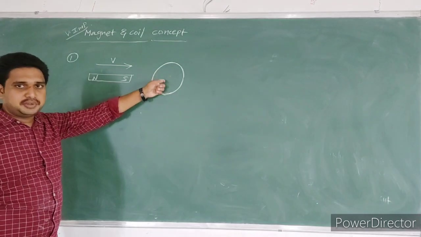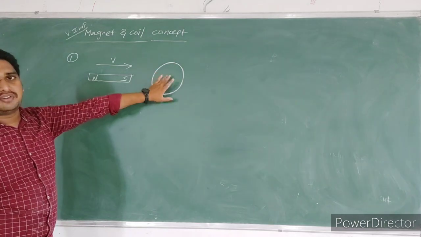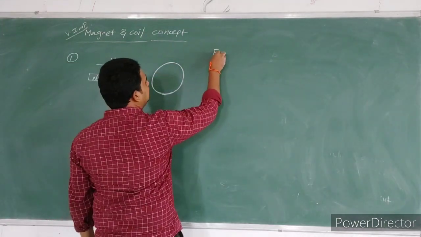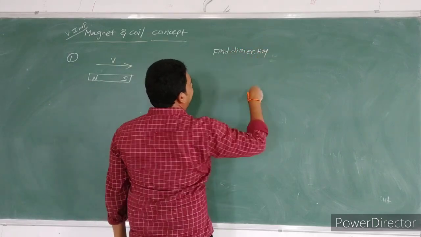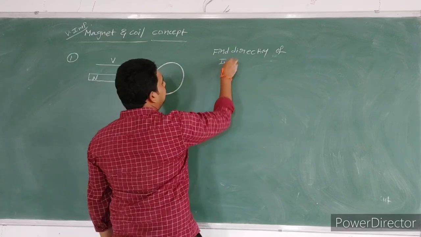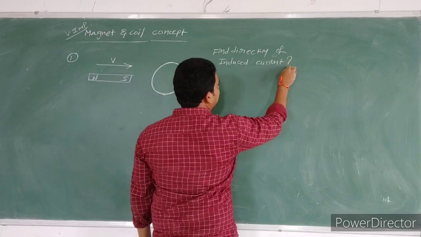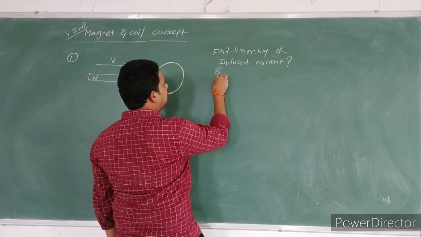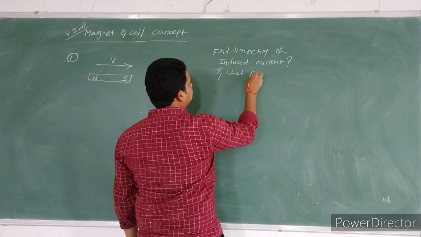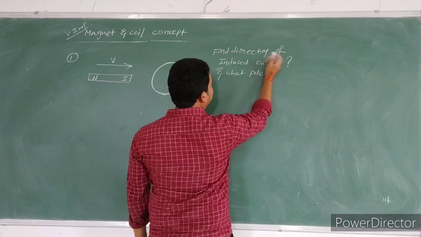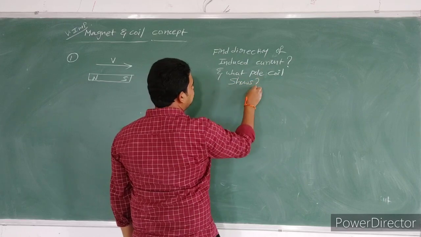Definitely some EMF is induced, some electric current is induced. What is the direction of induced current here? Find the direction of induced current and what pole the coil shows. So this is a question.